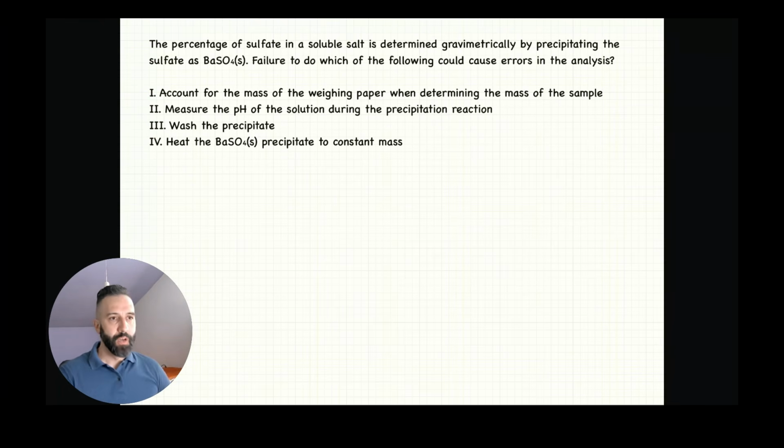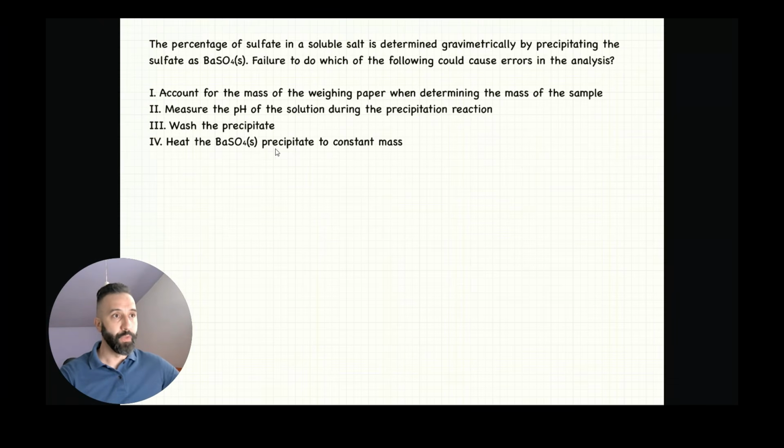Failure to wash the precipitate. Yeah, so when you're doing gravimetry, I'm taking this precipitate, the first thing I want to do is wash it. Why do I wash it? Because there are other things in the water, other ions, which might stick to the surface of the precipitate. So if I just pour this out and I measure it, first of all, it's going to be wet, so it's going to add mass. So I want to first wash it with water to remove the ions, and then I will heat it to remove the water, because I don't want to measure with the water, right? So yeah, failure to wash the precipitate will definitely cause an error.